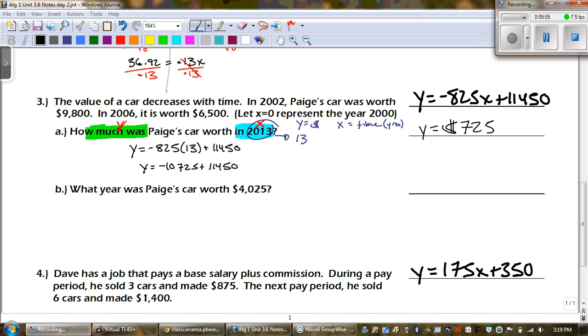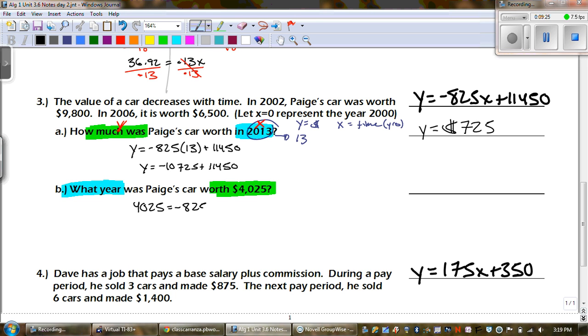What year was Paige's car worth $4,025? Remember, the year was your x, and this is your y. So when you set this up, you have 4,025, and that equals negative 825x plus 11,450. So what I want you to do is solve for x. You can do this. Pause the video. Good luck.